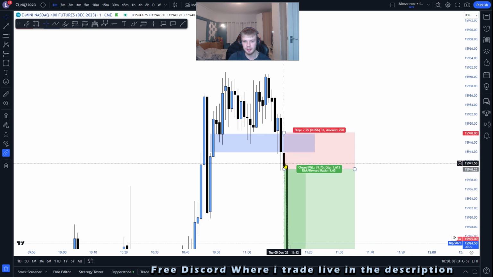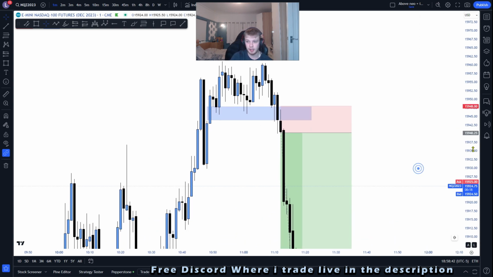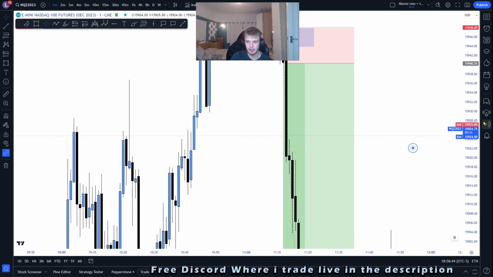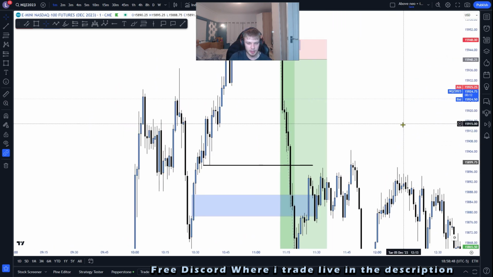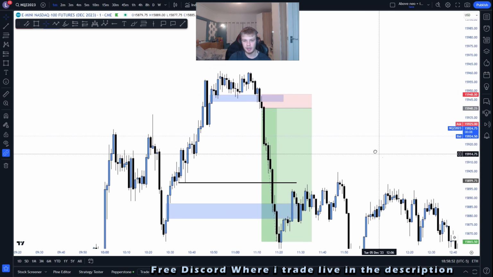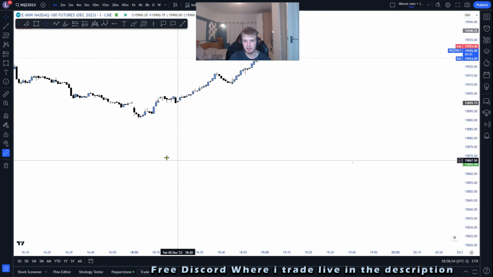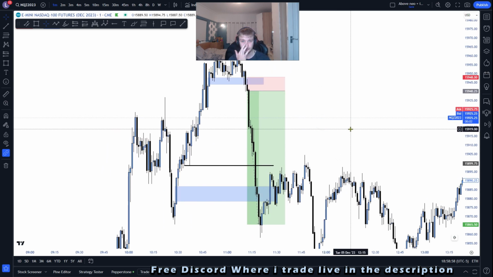As you can see, we've got a bit of displacement, and then after this consolidation, we get this big move. We get this big move to the downside. So yeah, that is why I took this specific trade today. It was a very big win. I also took a trade in the PM session, but that was just another inversion model.